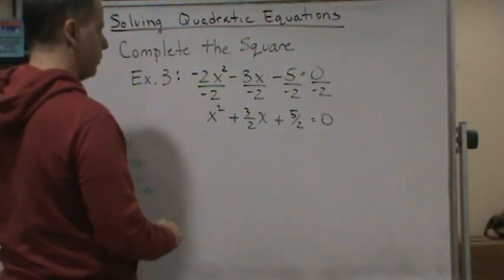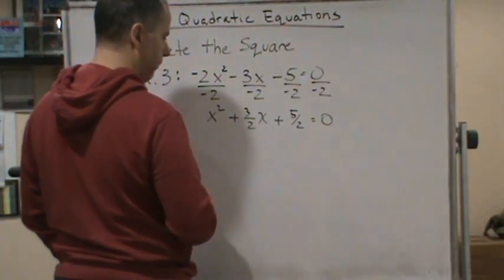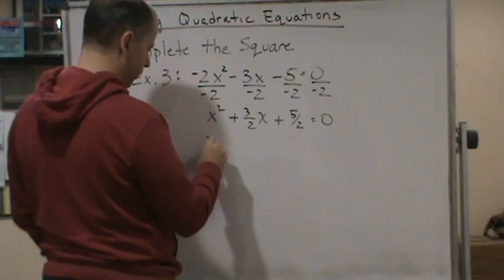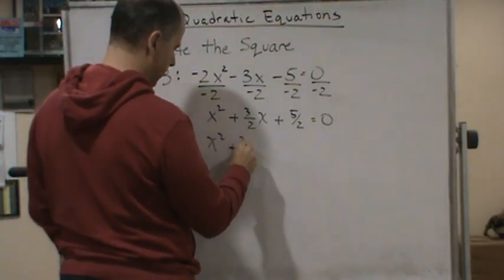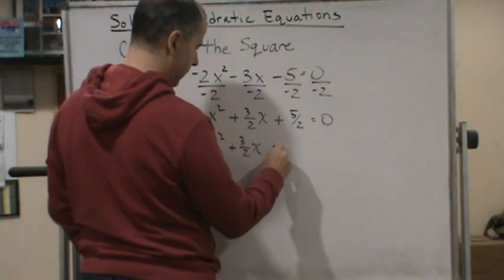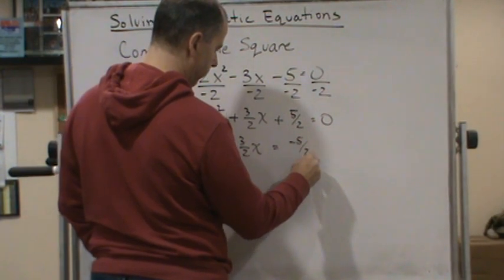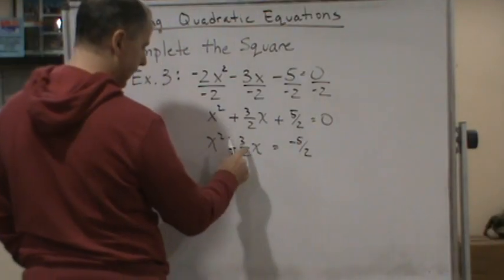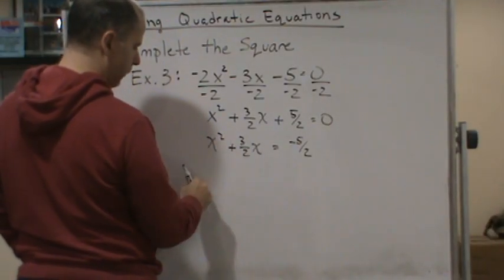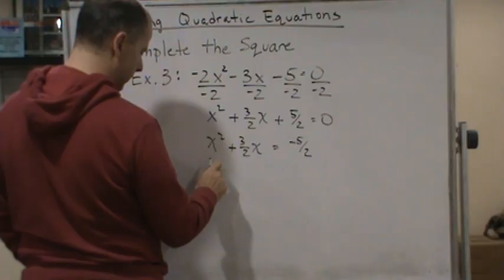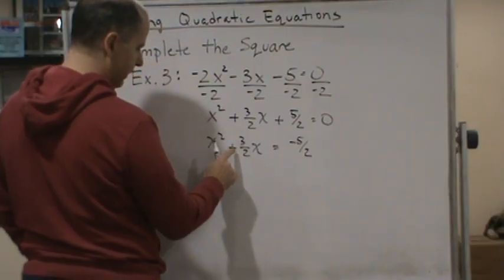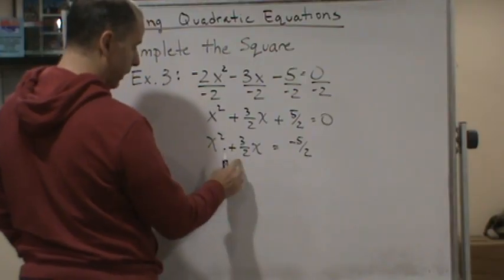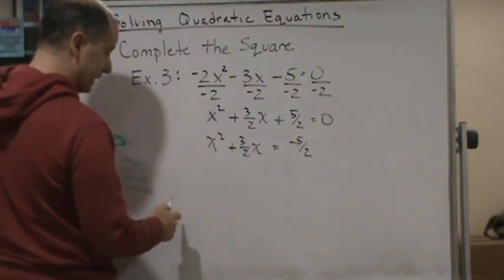So now what I'm going to do is subtract 5/2 from both sides. So I'm going to do x squared plus 3/2 x is equal to -5/2. And now I'm going to complete the square on this side. So again, I'm going to take half of this coefficient, the middle coefficient, and square it. So if I take half of this, that gives me 3/4. And then if I square that 3/4, that gives me 9/16.